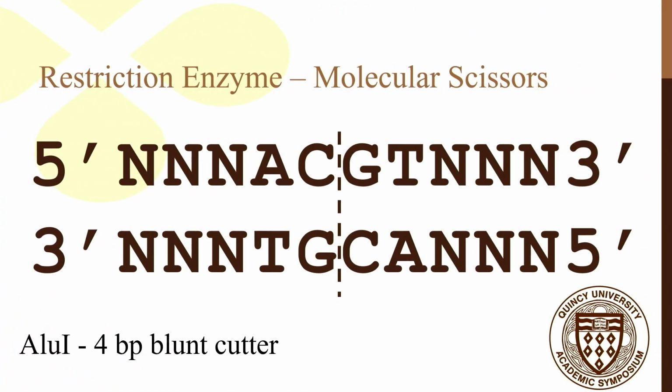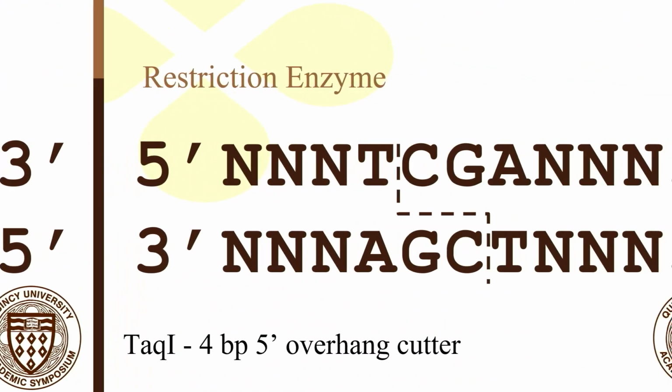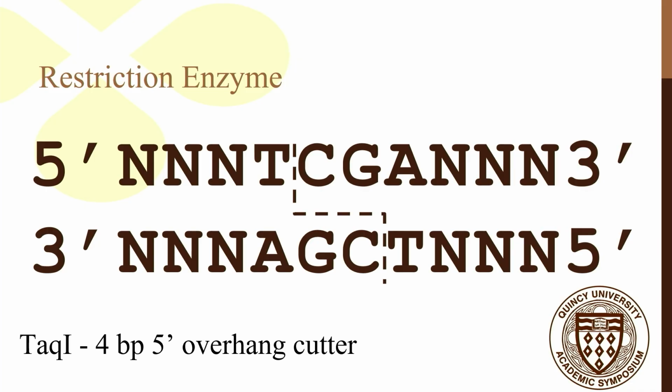As for the restriction enzymes, these are known as molecular scissors, and for ALU1, it is a 4-base pair blunt cutter. Its sequence is ACGT, and the blunt aspect means that it will cut straight down the middle between the sequences. This is a little bit different compared to TAC1, which is also a 4-base pair cutter, but it also has a 5' overhang, which leads to this Z formation.